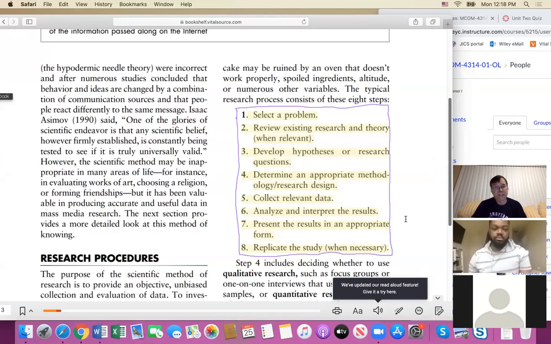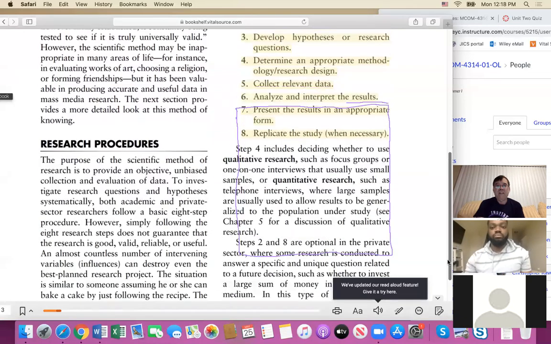Those are on quiz 2, as are the 6 characteristics. That is 14 of the questions on quiz 2. 8 for the steps here in the research process, the research procedures, and 6 for the characteristics of science.